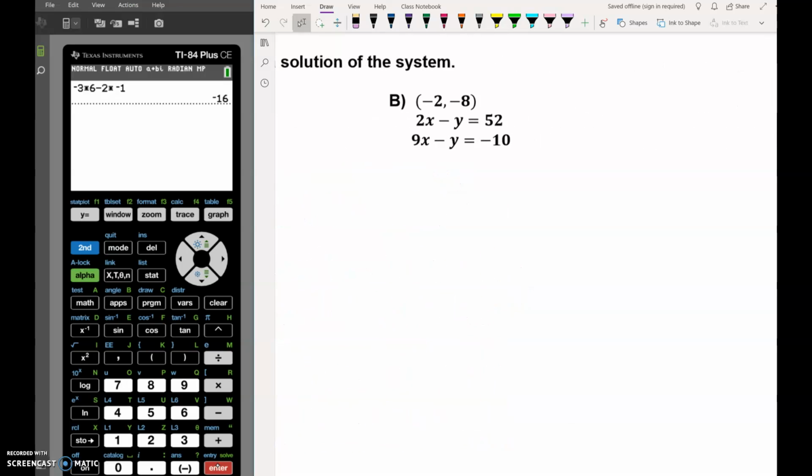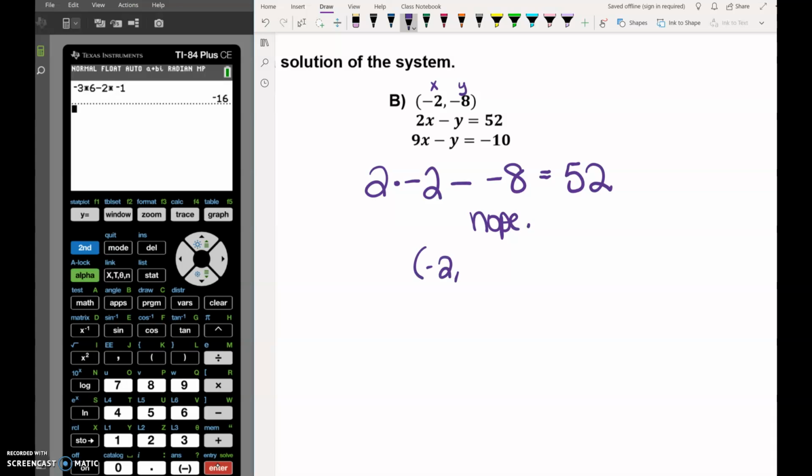Let's try (-2, -8). -2 is your x value, -8 is your y value. So 2 times -2 minus a negative 8. Can you just look at that and see that that's probably not going to equal 52? -4 plus 8, yeah, that's not going to equal 52. So nope. That means (-2, -8) is not a solution.